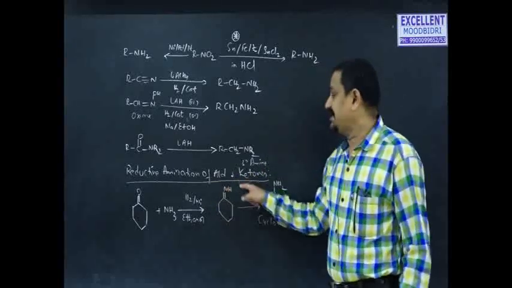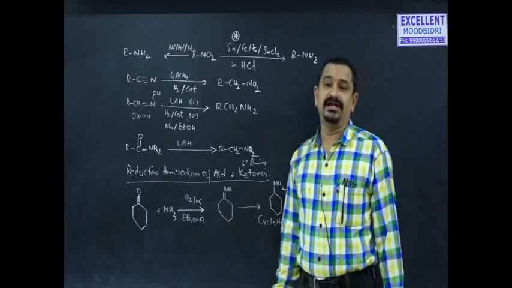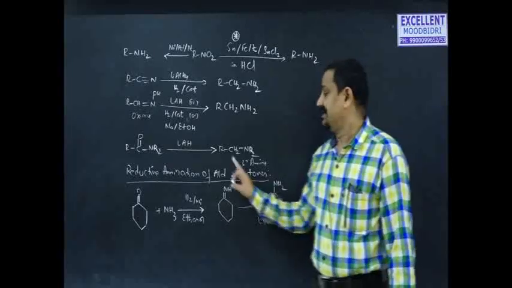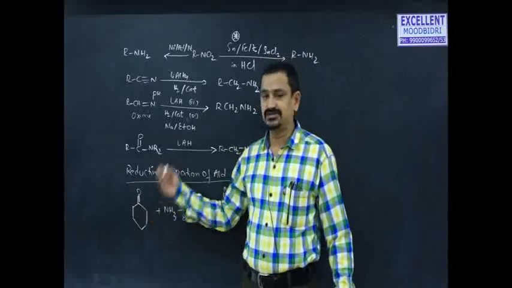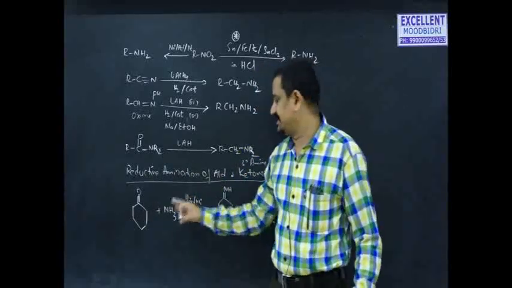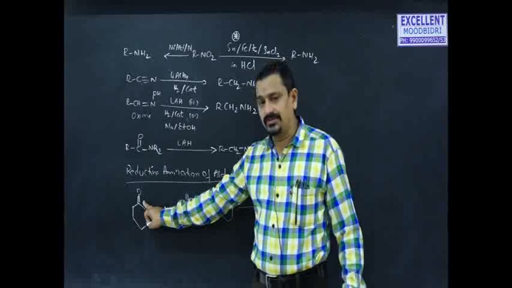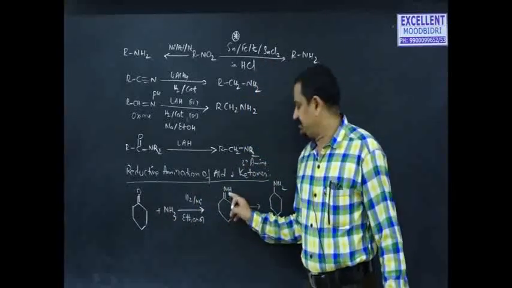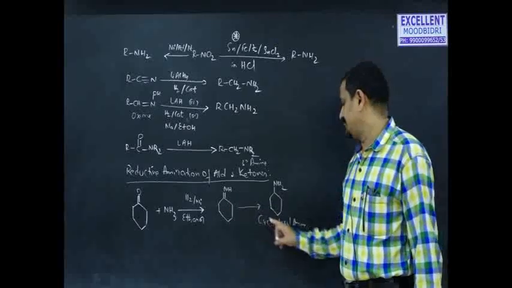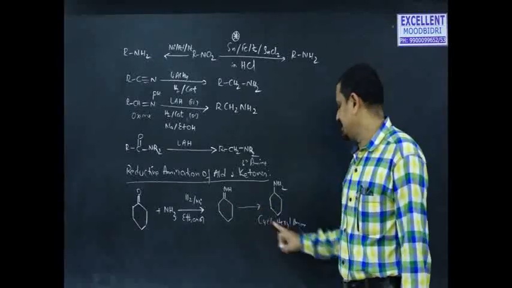Next is reductive amination of aldehydes and ketones. Reductive amination is an addition reaction shown by aldehydes and ketones, which we discussed in yesterday's class. When an aldehyde or ketone carbonyl group is treated with ammonia, we can get an imine. This on further reduction gives cyclohexylamine.